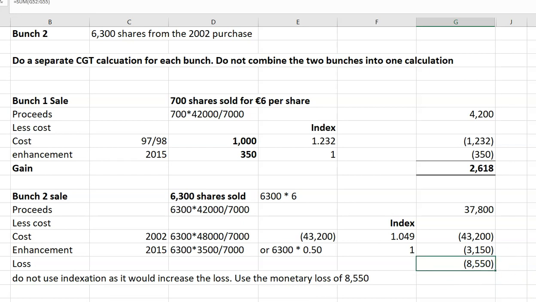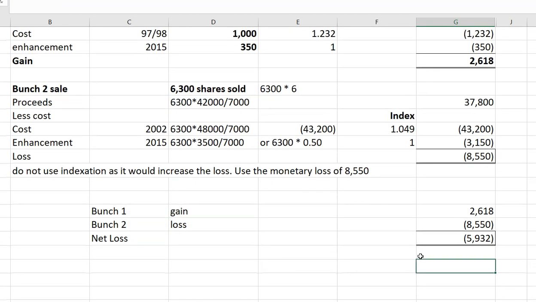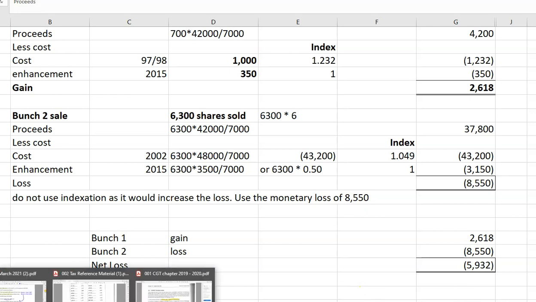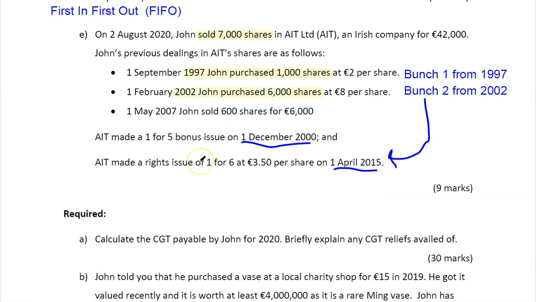And then all we have to do is combine this and this, which works out at 5932 down here. You can't see it, I'll just go down. And it's a net loss. And that's what goes into your CGT calculation. And you calculate CGT on that. So that's the chargeable loss. So that loss of 5932 gets added into the other chargeable gains or losses arising from the other transactions.